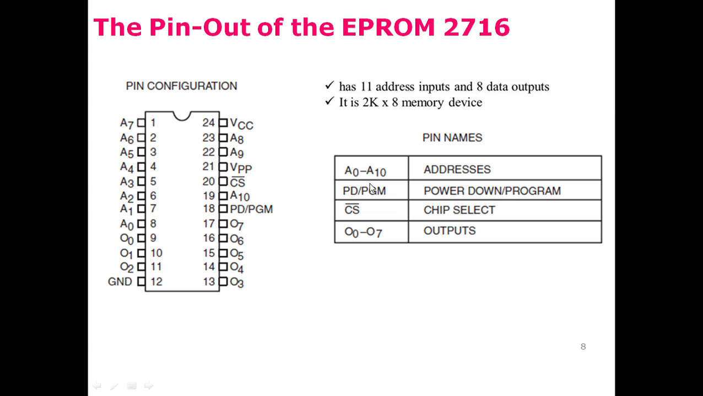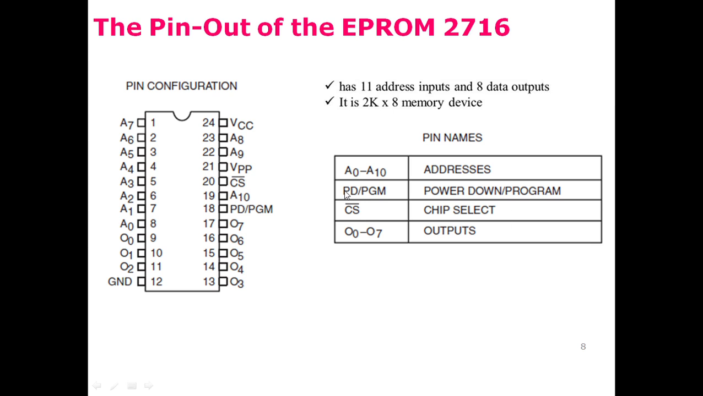So there are 11 pins, and they are designated with A0 till A10. So these are the addresses, and as each location stores 8 bits, so 8 are the number of output pins. So O0 till O7 are the pin numbers. And then there is a chip select here, chip select that would enable this chip.